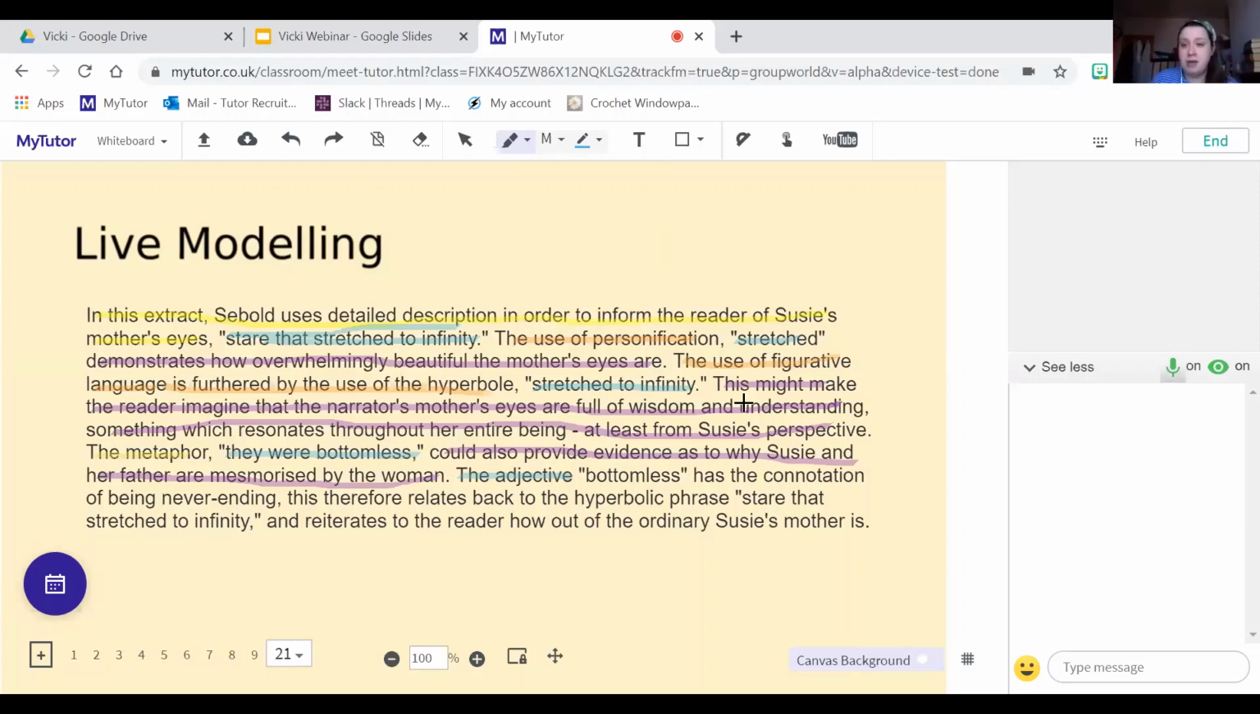I'm building and building and building on what I'm saying. If I just followed point, evidence, analysis, I would be saying: in this extract, Sebald uses detailed description in order to inform the reader of Susie's mother's eyes, "stare that stretched to infinity". The use of personification demonstrates how overwhelmingly beautiful the mother's eyes are. And that would be it.